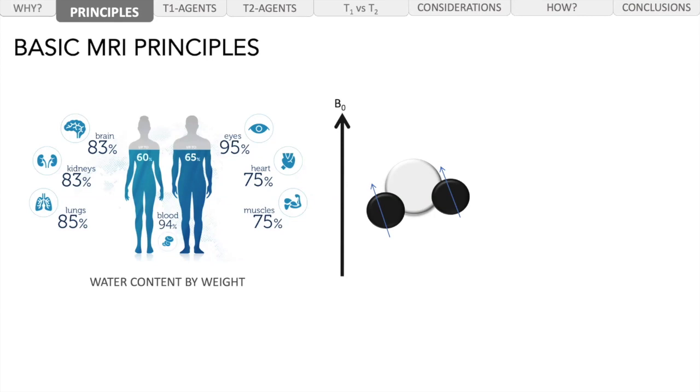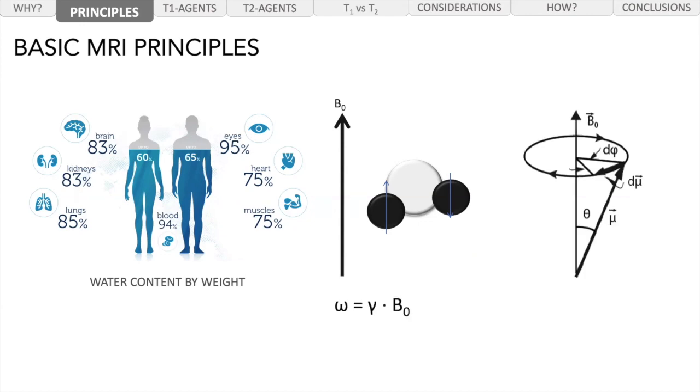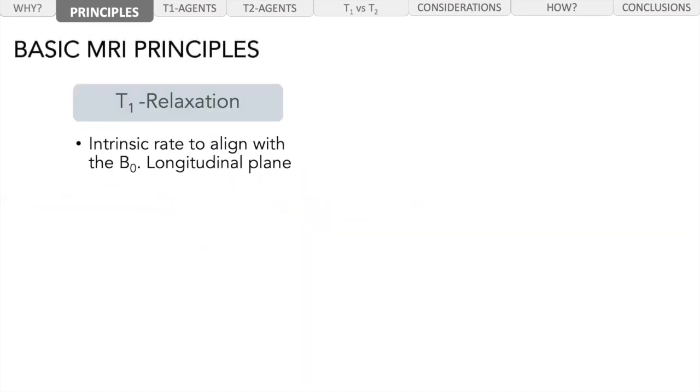When we apply a static magnetic field, these protons tend to align and precess with a frequency called the Larmor frequency, which is unique to the nuclei. This precession movement then imparts a magnetic moment that has a tendency of aligning with the external magnetic field. And this is where the basic principles of T1 relaxation and T2 relaxation come into play, which we manipulate constantly in order to create better contrast in an image.